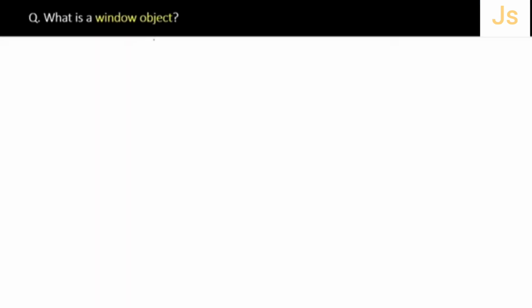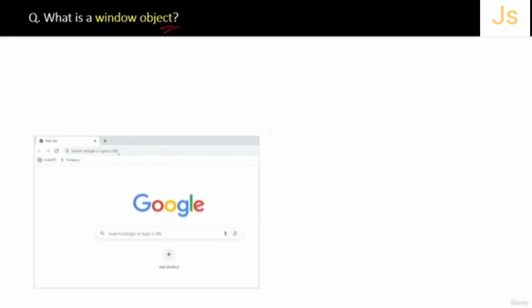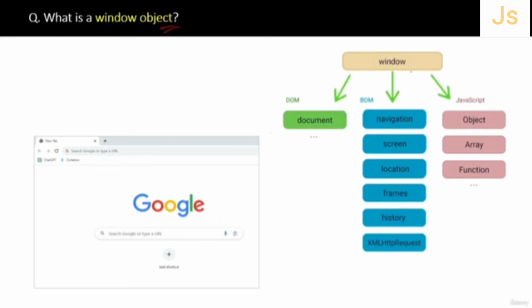Let's start then. What is a window object? The answer is simple. Whenever you open a window in the browser, you are basically invoking the window object. This is a diagram that will give you some idea about the position of the window object in the browser. And as you can see, the window object is at the top of the DOM, BOM, and JavaScript itself. Here, BOM stands for Browser Object Model, DOM for Document Object Model.